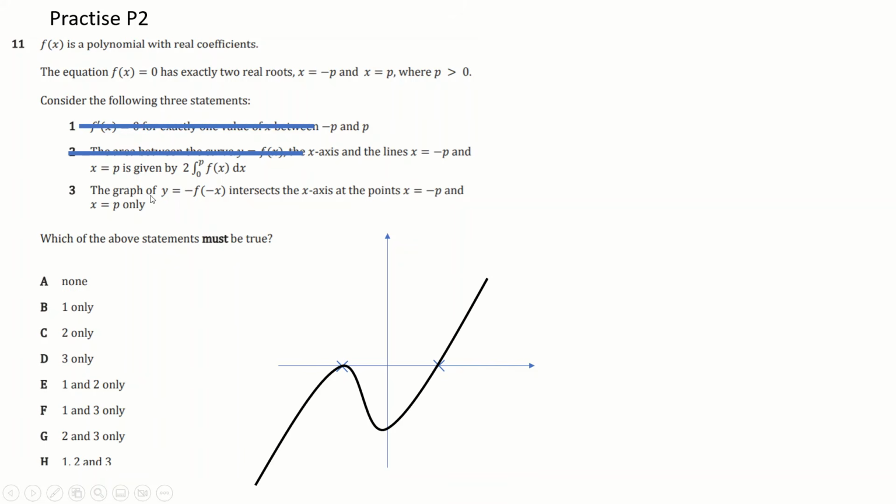And then lastly, graph minus f of minus x, it still only has the 2 roots.